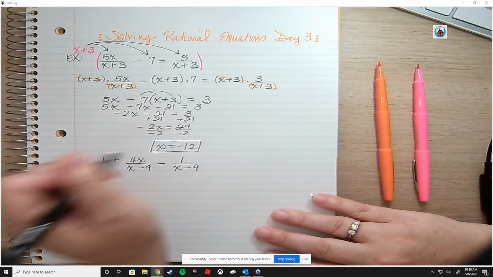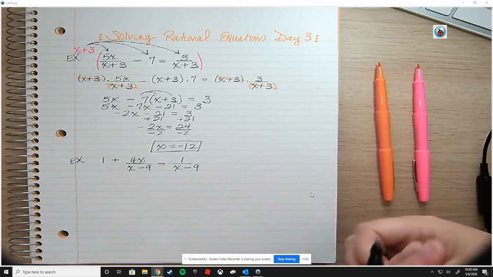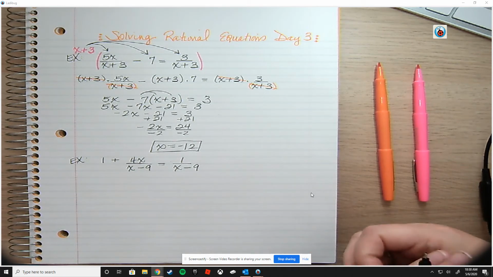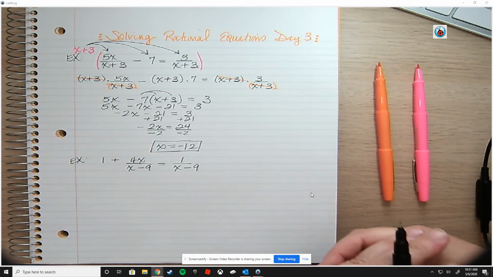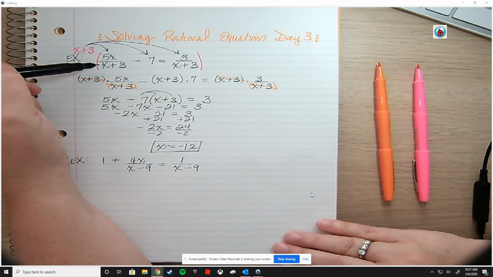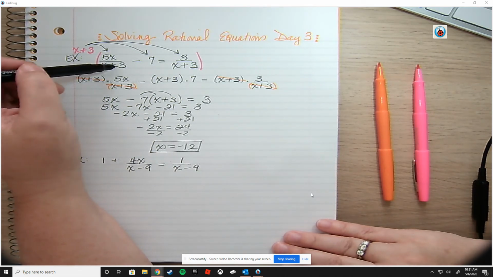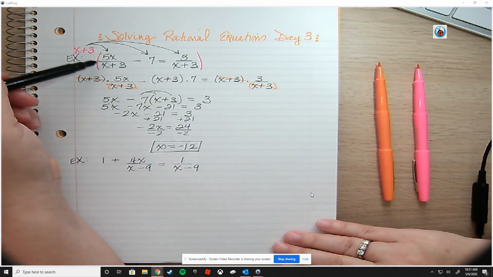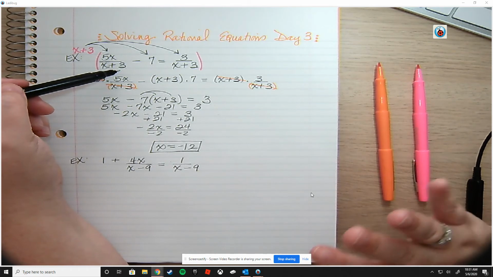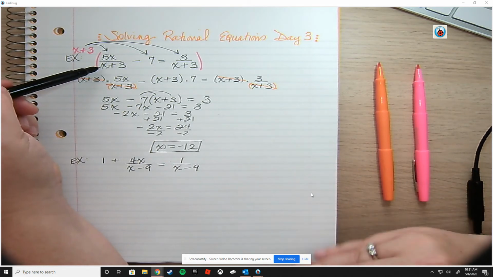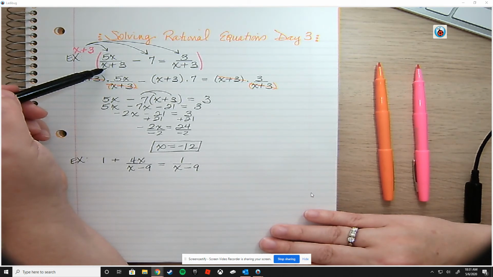And just like we've been talking about with extraneous solutions, I cannot have a 0 in the denominator. So whatever value I plug in for x, x plus 3 cannot equal 0. If I plug in negative 12, negative 12 plus 3 is negative 9. So I'm okay. If I had plugged in a value that made it 0 here, that would have been a problem.